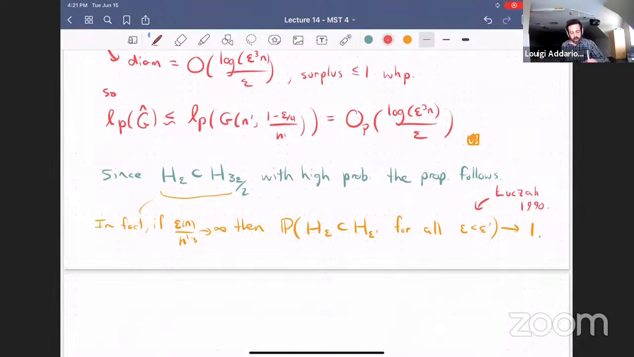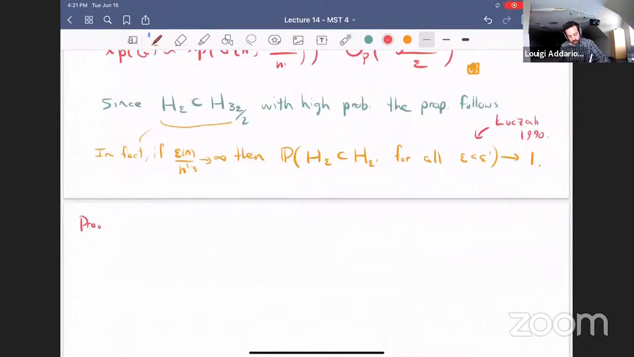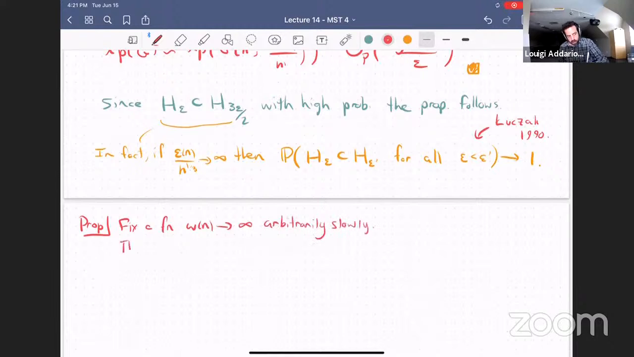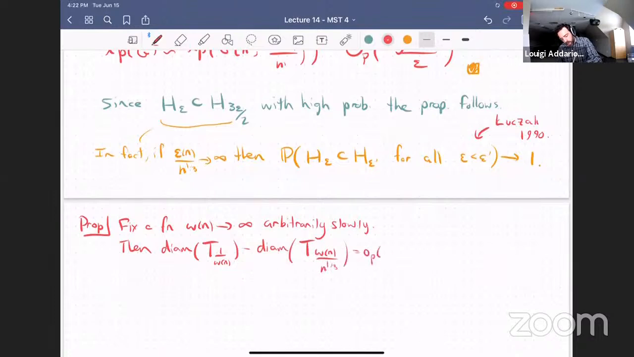Okay, so now having proved that, I think we can do the finishing stroke. I want to prove that if we have a function omega n, which tends to infinity arbitrarily slowly, then the diameter of t1 on omega n minus the diameter of t at time omega n on n to the third is little o n to the third in probability.